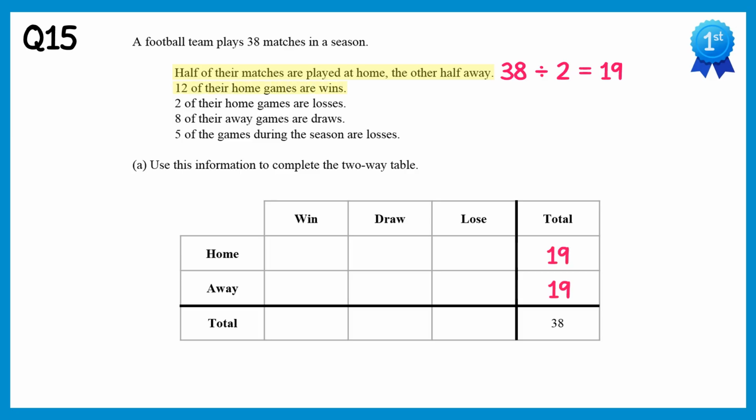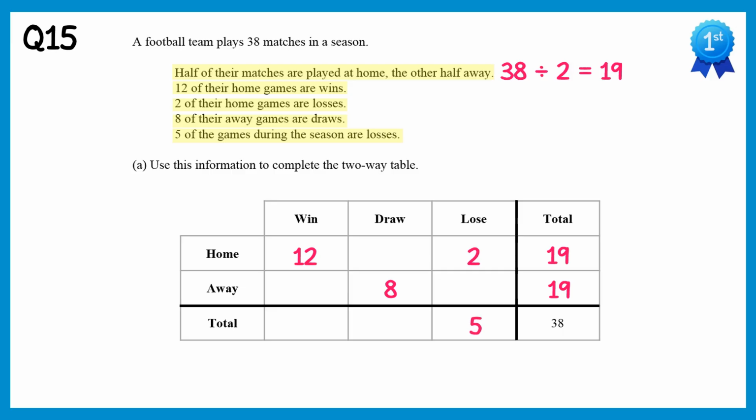We're told that 12 of their home games are wins, so we can add this. 2 of their home games are losses, we can add that. We have 8 of their away games are draws, we can add this too. And 5 of the games during the season are losses, so we can put 5 in the total column for lose.